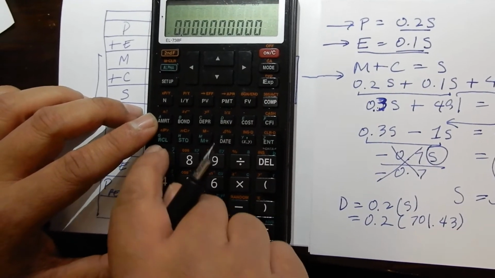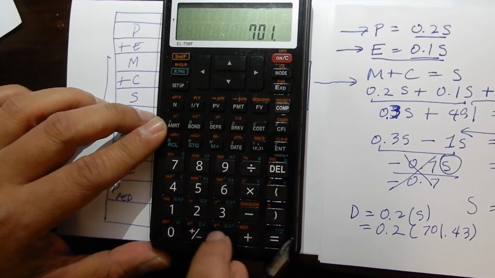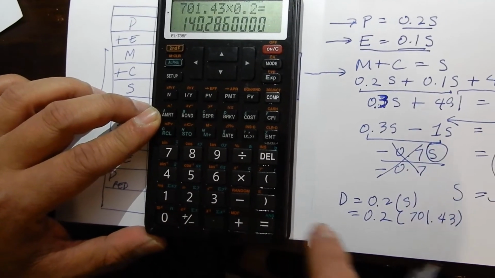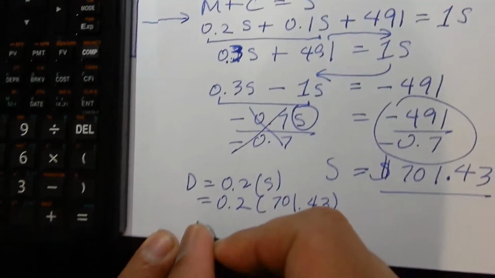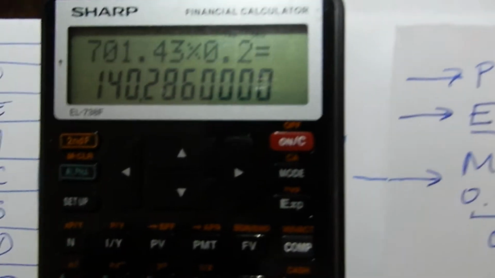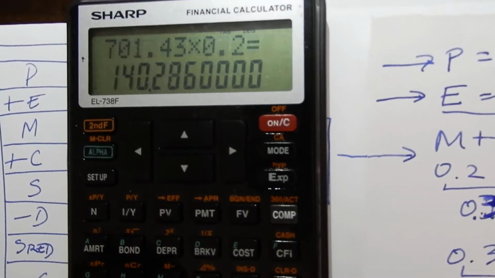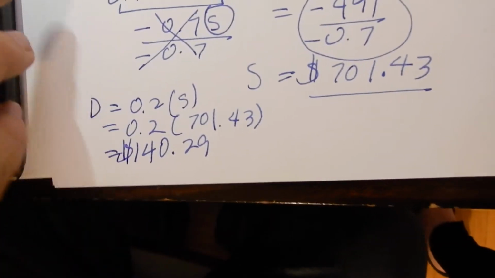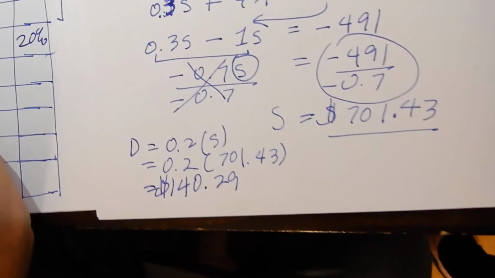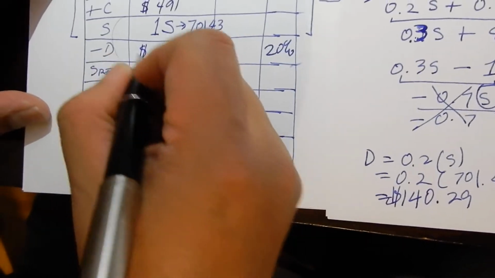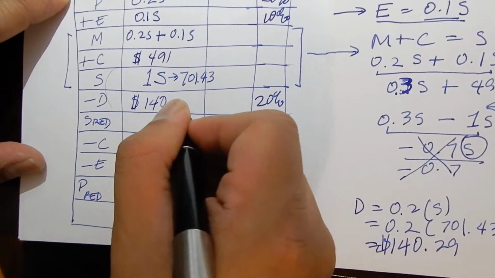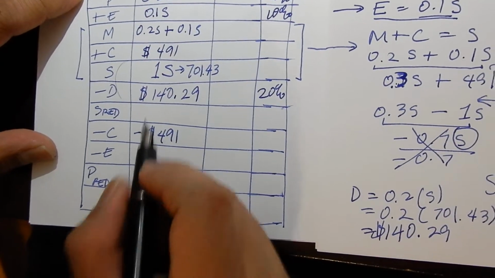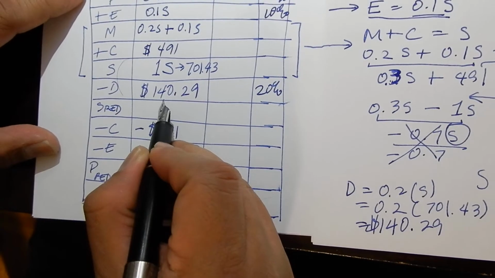701.43 times 0.2. That will be D equal to 140.29. Okay, go back to here. Now I can fill up what D is. Put a dollar value there as well: 140.29.